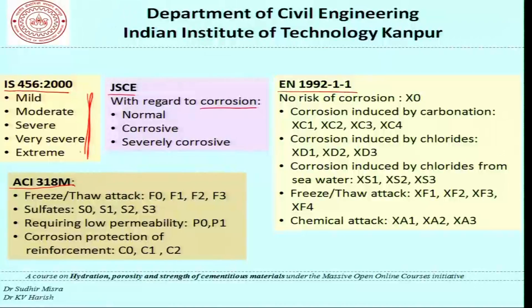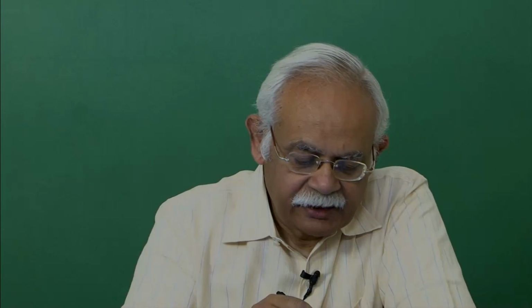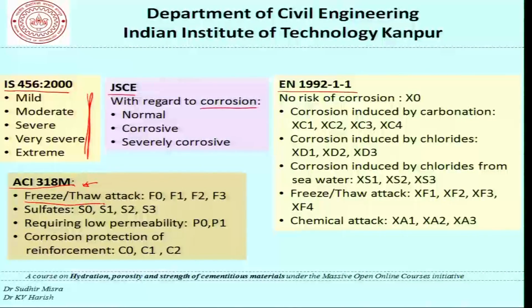When it came to ACI, it is not the environment that we are talking about. The classification is based on the likely mechanism of deterioration. ACI says that there could be structures subjected to freeze and thaw, and within freeze and thaw there is a classification depending on the severity of freeze and thaw expected. Similarly, there is a classification based on sulfates. There is a classification where low permeability of concrete is required, and there is a classification for corrosion protection of reinforcement. So there is a slight difference in the approach in IS and the ACI.